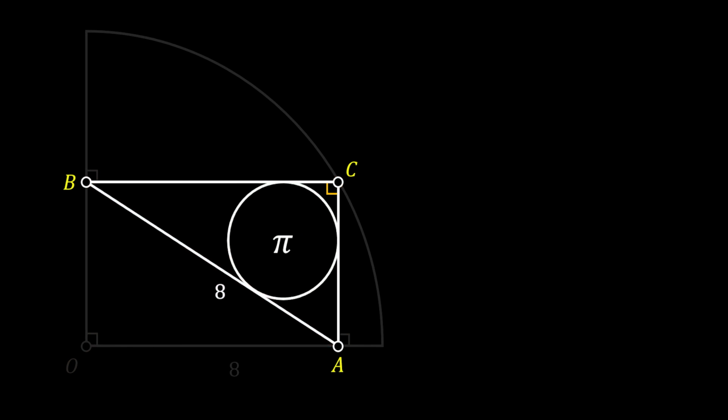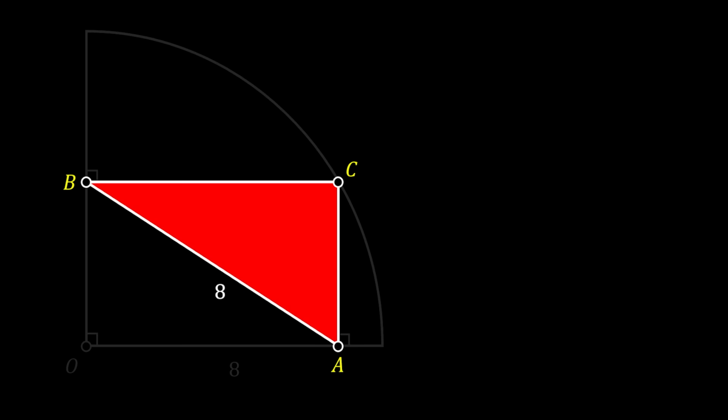Alright, so let's go back for the moment and let's label the horizontal leg of our red right triangle as A and the vertical leg as B. Now we can form the Pythagorean theorem. We can say that A squared plus B squared is equal to hypotenuse 8 squared, and of course this means that A squared plus B squared must be equal to 64. This will be our first equation. Now let's try to find another one.